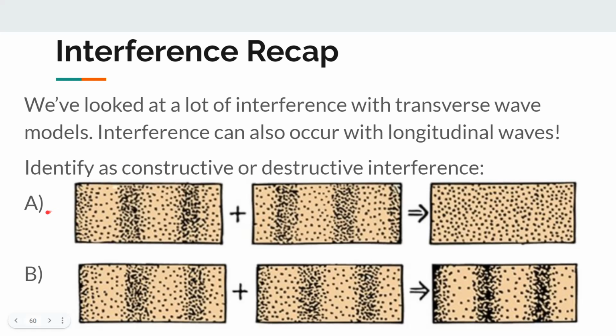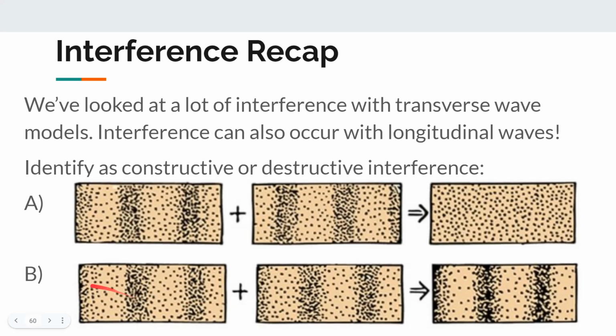So if you look at these two lettered images here, A and B, you can see in letter A that their compressions are lined up with the rarefactions, and that the rarefactions are lined up with compressions of the other wave. And you can see the resulting wave looks like it's at equilibrium. They cancel each other out and everything's evenly spaced.